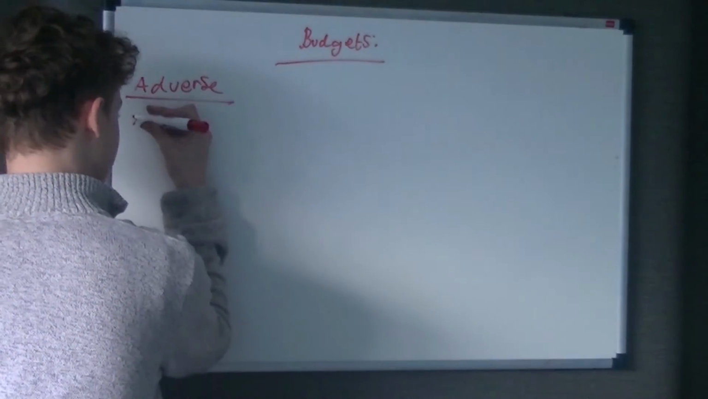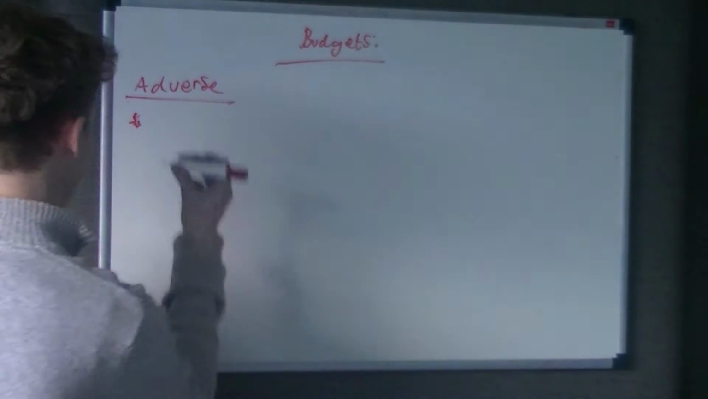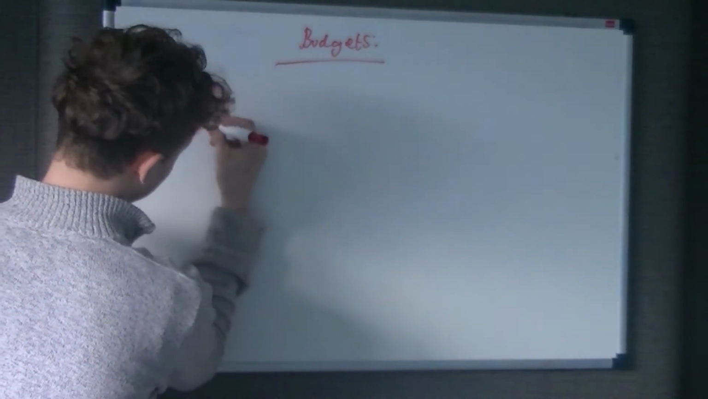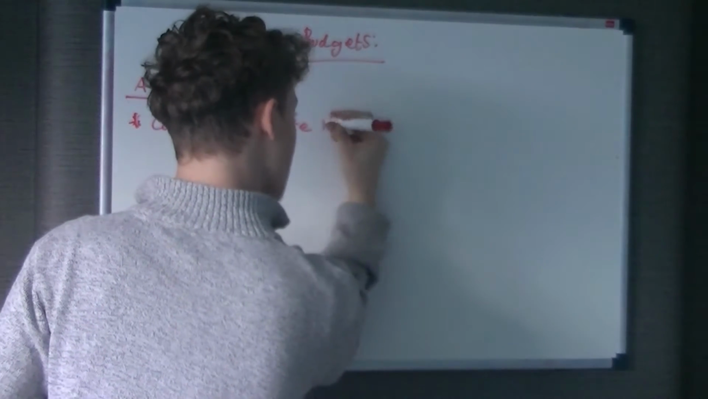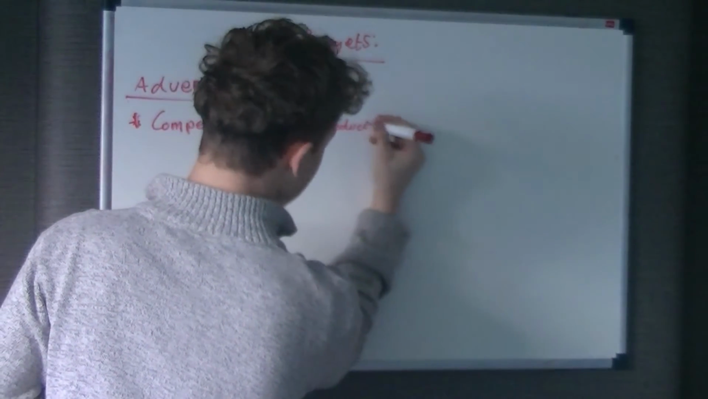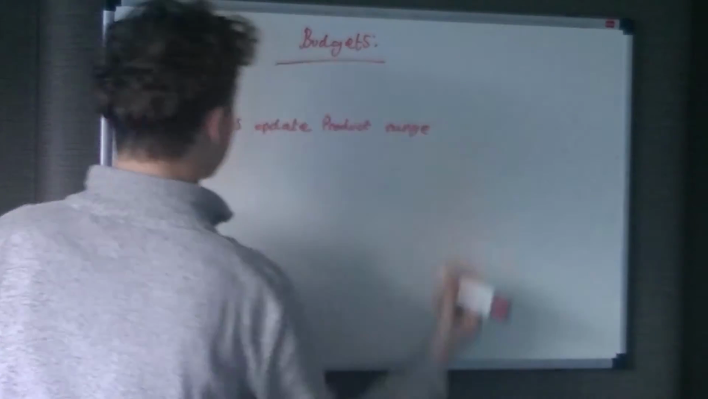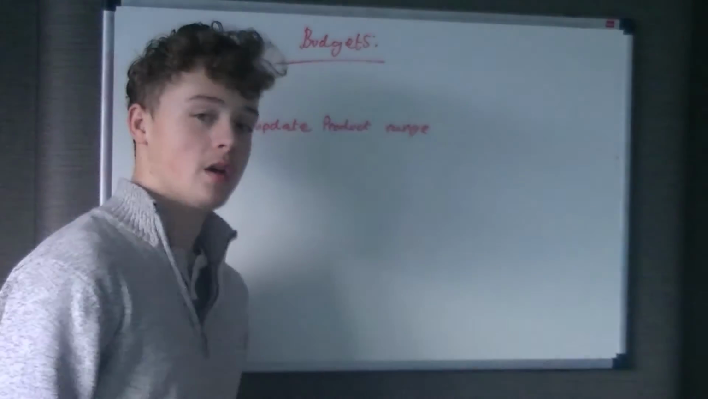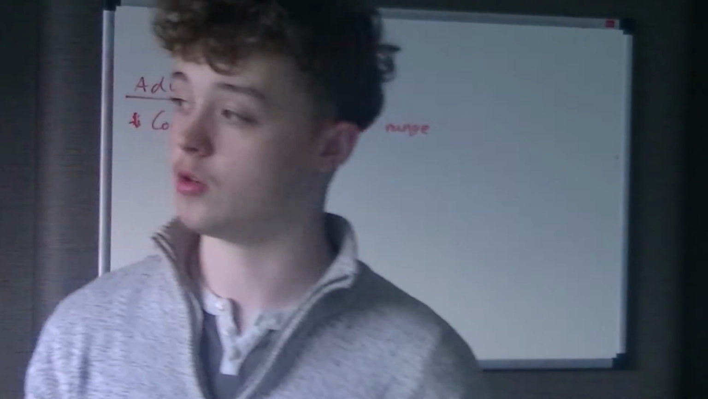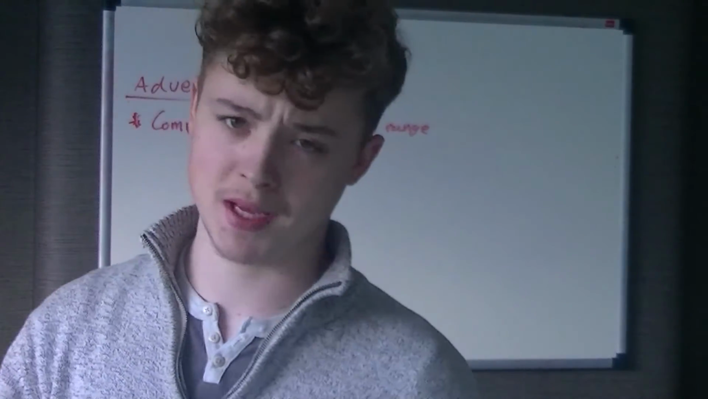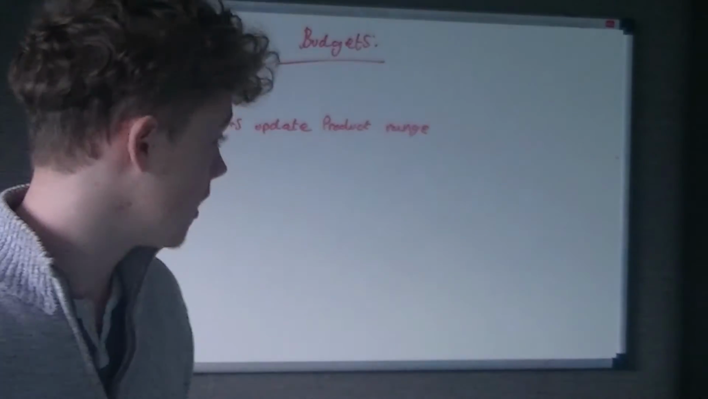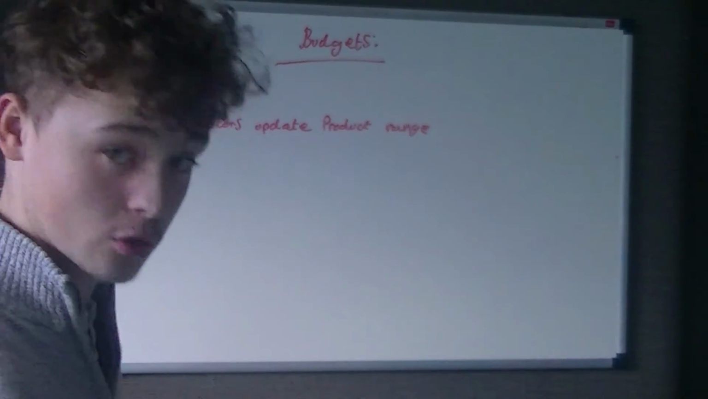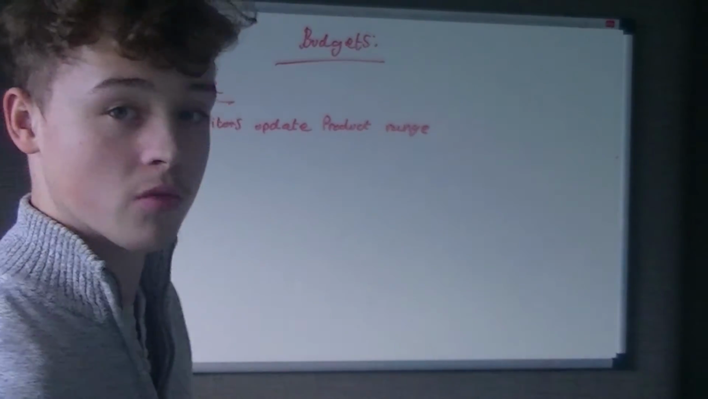Okay, so adverse variances. An example of an adverse variance could be competitors updating their product range. Competitors updating product range would mean they have more products for sale, and your customers may say, well, they've got more products, we'll go with them. They may have a product which meets their needs more closely. They could be offering new products, and consumers like new products, they like innovation, they like something different.